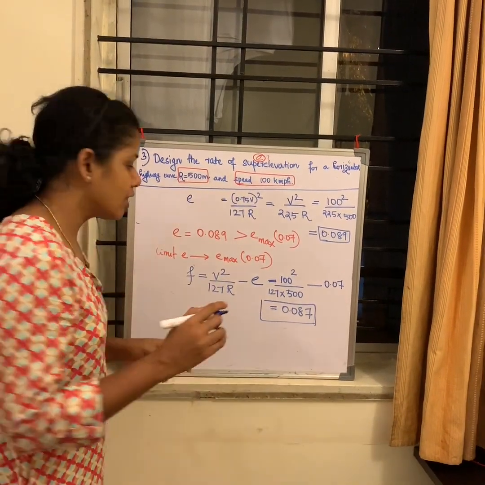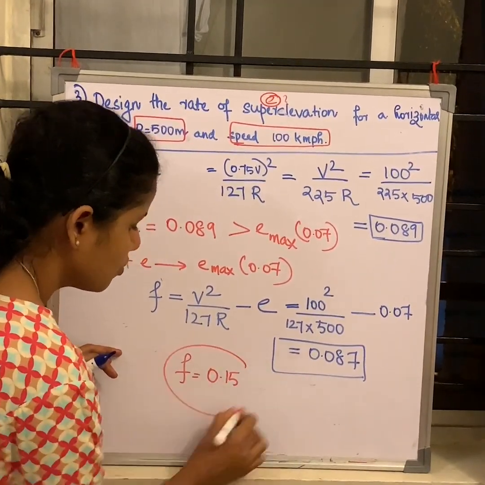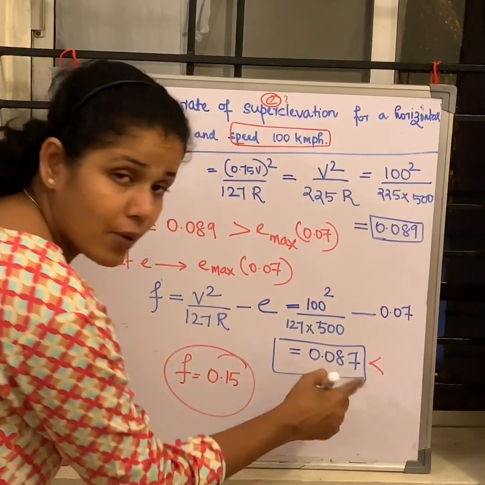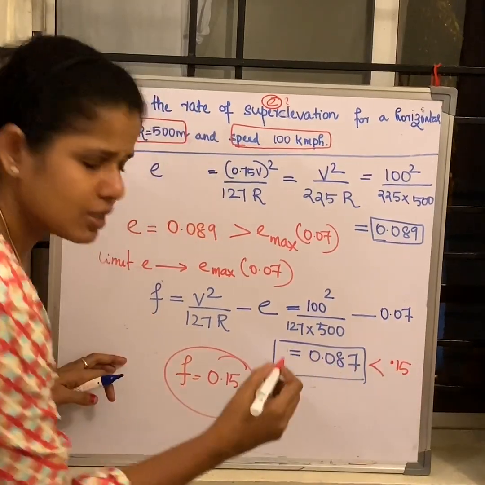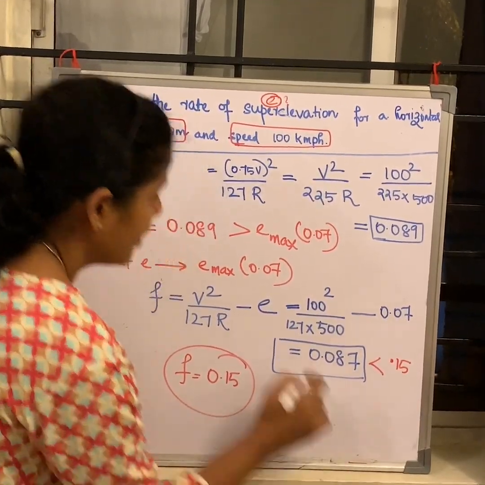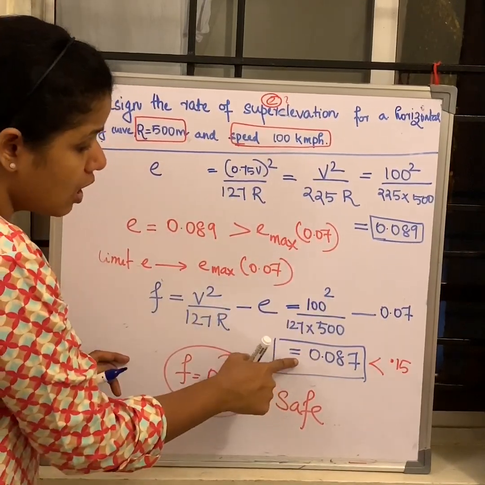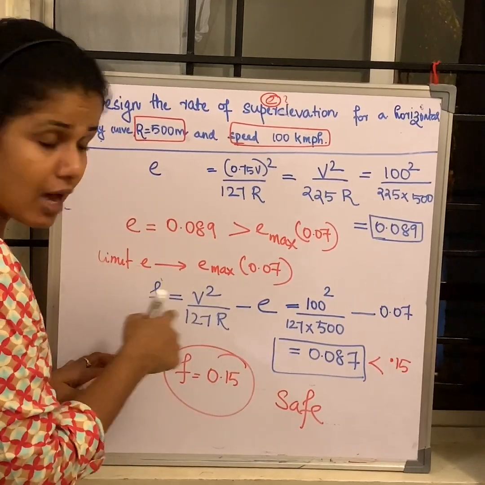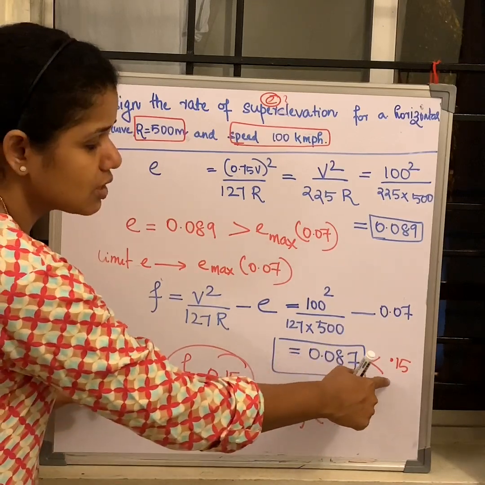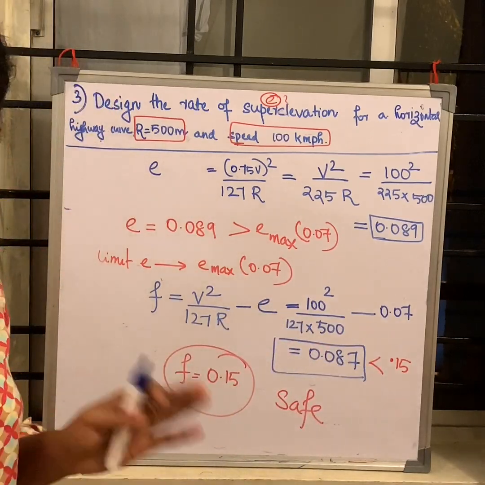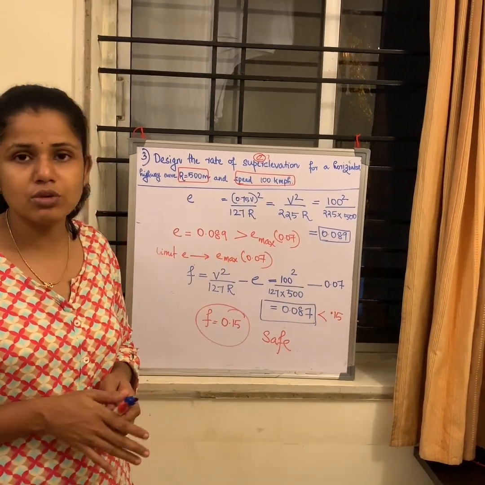So what is it talking about? The maximum design value of coefficient of friction, how much is it? Your limiting value is 0.15. And what value are you getting? You are getting 0.087. That means it is less than 0.15. It's a safe case. If I limit my superelevation to 7% with the full design speed, the coefficient of lateral friction comes around 0.08, which is considerably less than the design friction. So that's a safe criterion to adopt the superelevation as 7%. This is how you need to do the problem.